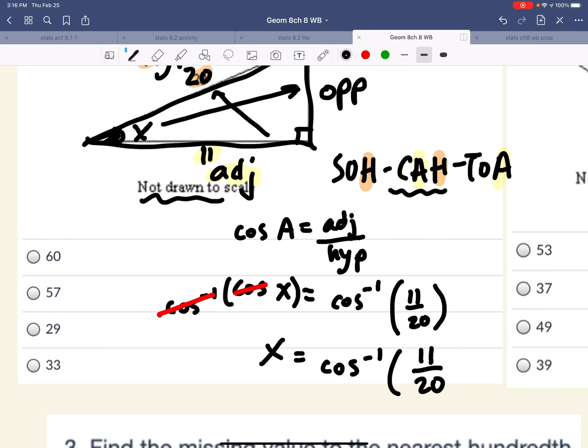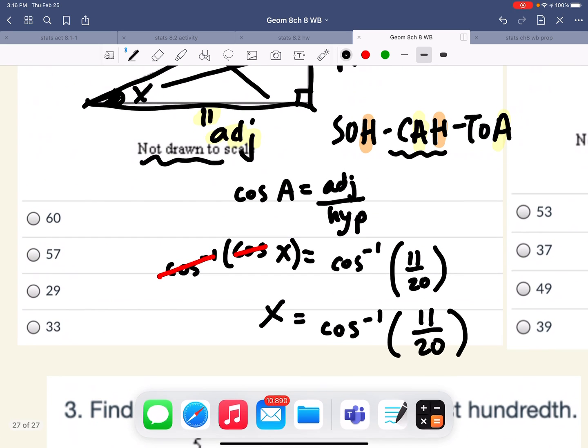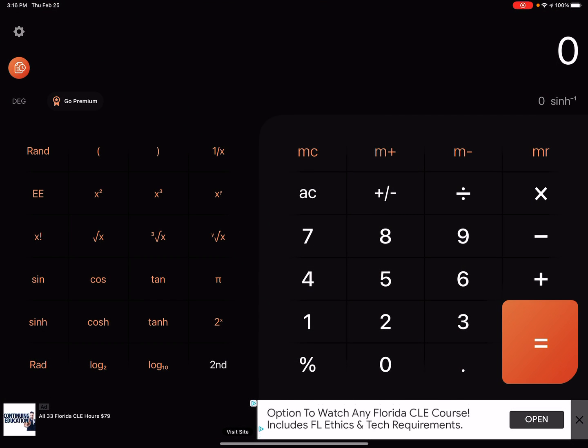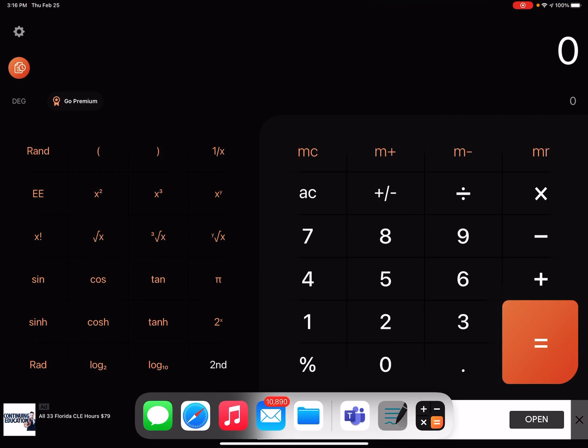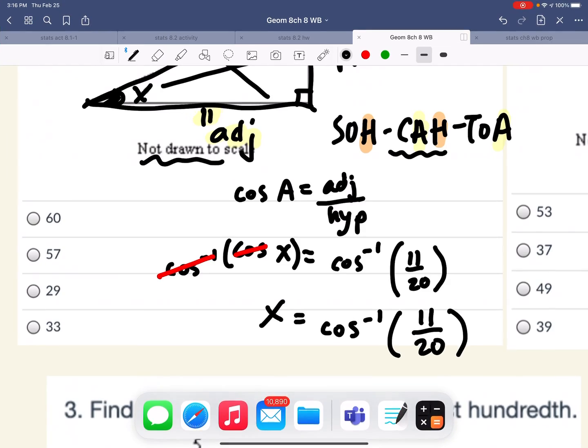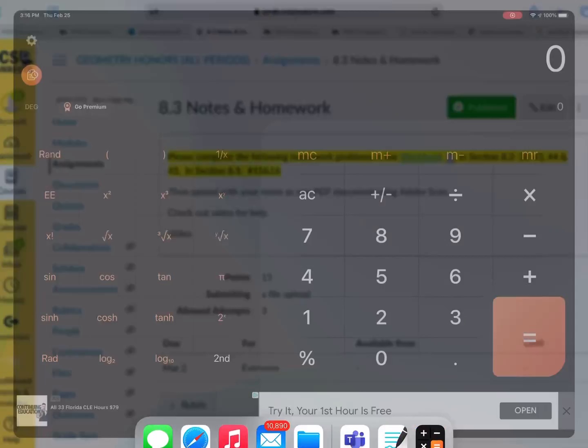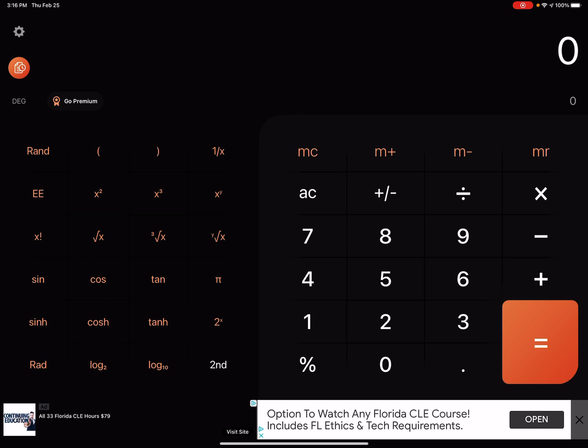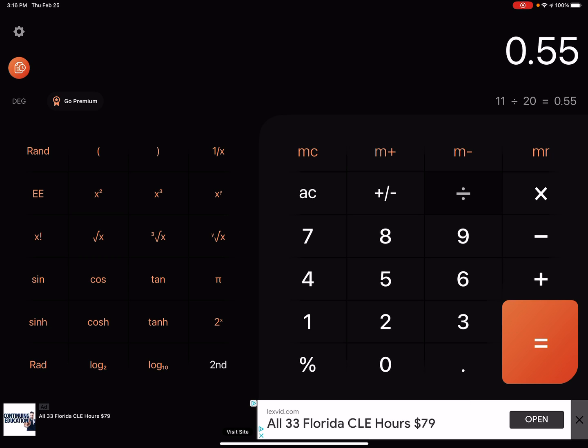And now we have to figure out how to put this in our calculator, so let's take a look. All right, I'm not using the same calculator you have in your classroom, but it's kind of the same thing. What is our ratio? And our ratio is 11 over 20. Okay, so we've got 11 over 20. 11 divided by 20 is the decimal 0.55. And I can't take the cosine of that. I need to take the inverse cosine.